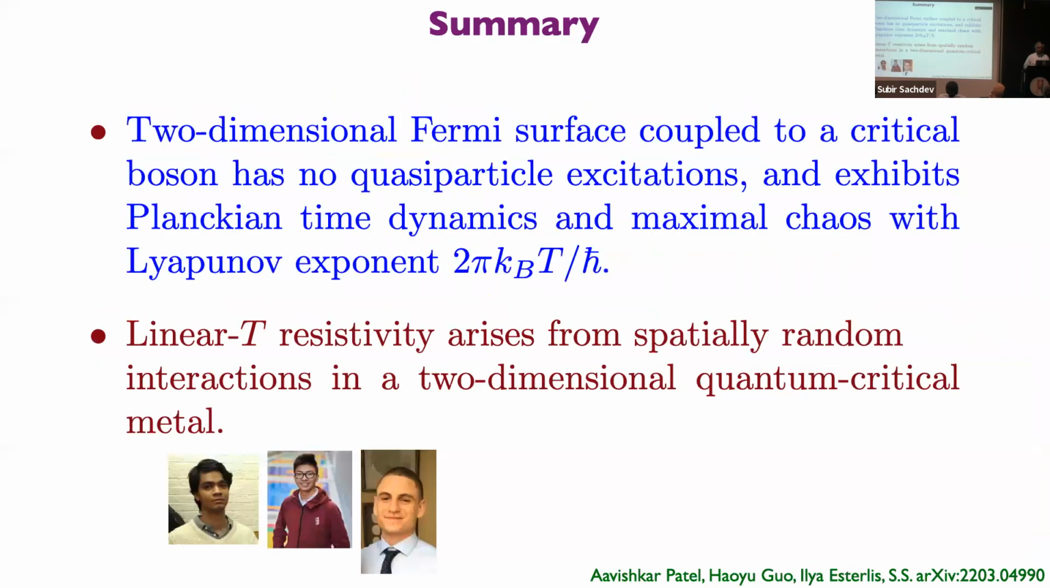Anyway, the summary is that at least we have a control theory for the two-dimensional Fermi surface coupled to the critical boson, and the key idea is to make the couplings random in flavor space. This gives you a theory without quasi-particles. Here there's no randomness in position space, and maximal chaos. But if you make the interactions random, which generically should be there, you in fact do get, and this is not something we tune, exactly linear resistivity.